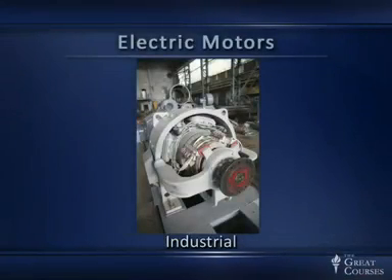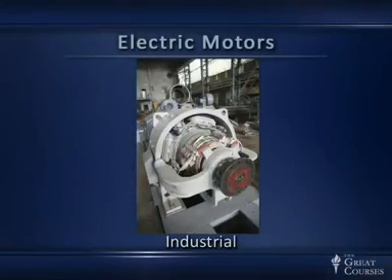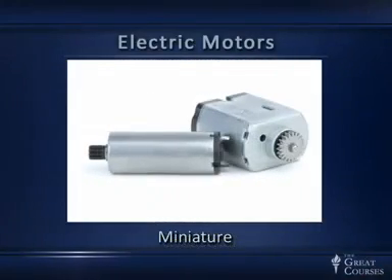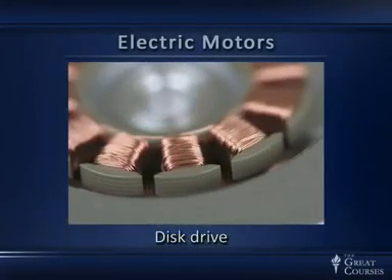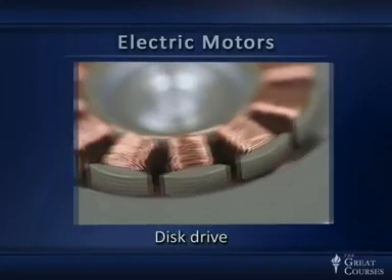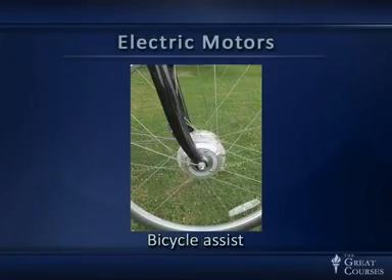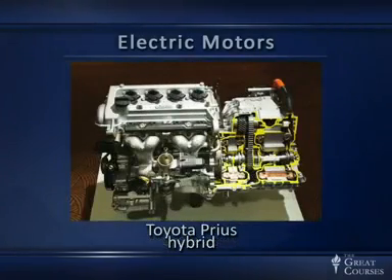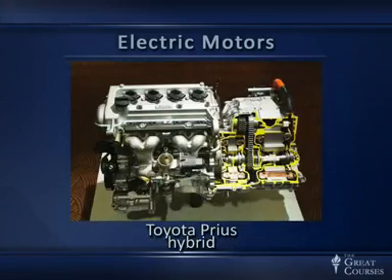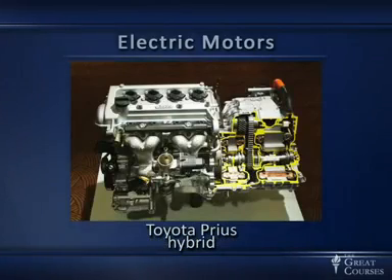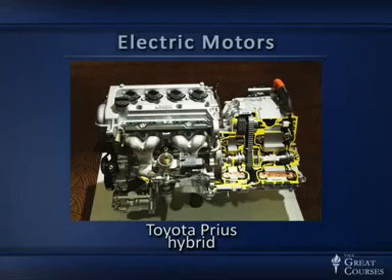There are big industrial motors that operate all kinds of machinery and industrial processes. There are tiny little miniature motors. There's a motor that runs a hard disk drive in your computer, spins it at typically 7,200 revolutions per minute. There's an electrically assisted bicycle with a little electric motor mounted in its rear hub. There is the motor in a Toyota Prius hybrid. That motor has about 50 or 60 kilowatts of power. It's almost as powerful as the gasoline engine, and it drives the car when the battery is fully charged and the car is starting up, and the gasoline engine doesn't need to be on.